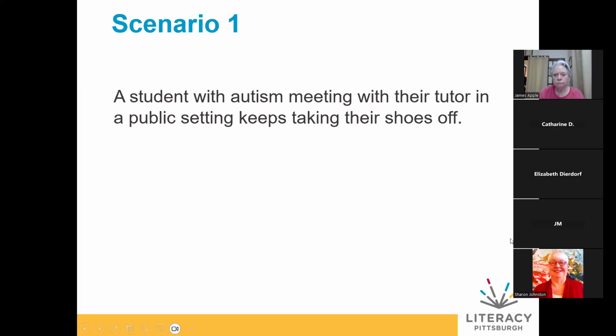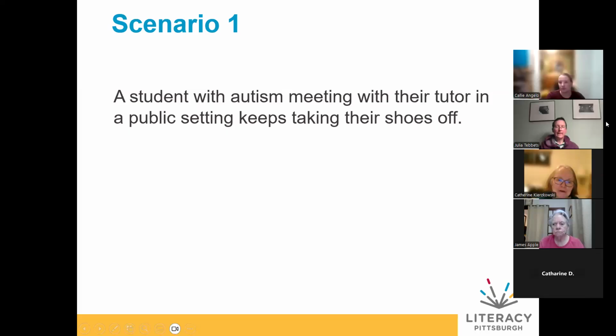I wonder if they take their shoes off at home. Yeah. So that is actually a really common scenario. So one thing that we see a lot is the student is anxious, and when they go home, they take their shoes off. So it's kind of just like made that connection in their brain that when I'm anxious, I take my shoes off, it makes me less anxious.